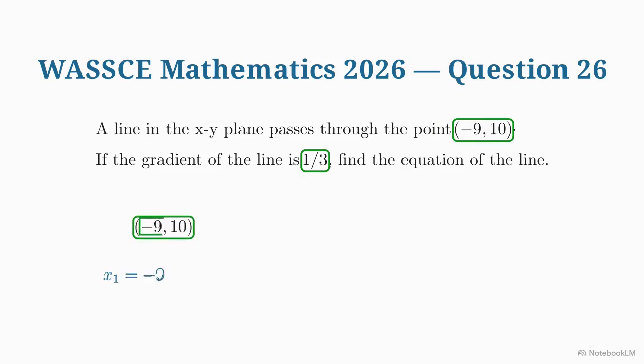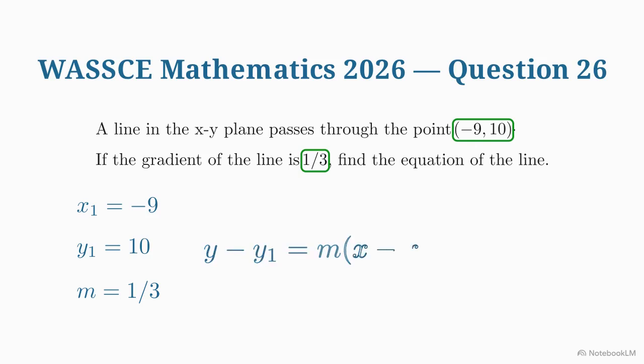We can organize this information immediately. The ordered pair gives us an x-coordinate of -9, which we will designate as x1, and a y-coordinate of 10, which becomes y1. The gradient is represented mathematically by the letter m. Because we have one exact point and the slope, we use the point-slope formula. y minus y1 equals m times x minus x1. The plain x and y variables remain as letters to form the final structure of our equation.